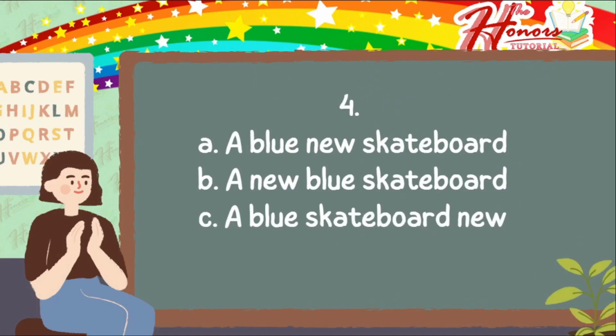Number 4. Which one is correct? A. A blue new skateboard. B. A new blue skateboard. Or letter C. A blue skateboard new. What do you think is the correct order of adjectives?